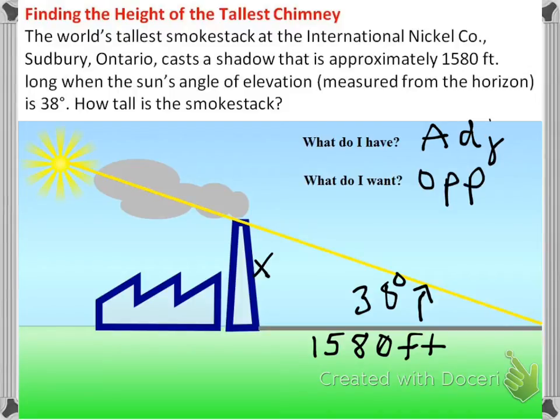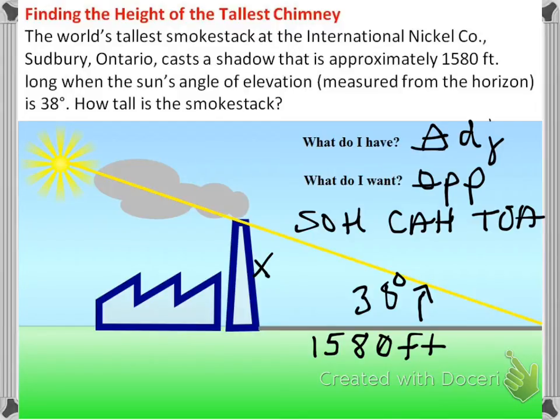So then I think of SOHCAHTOA, and I look at what I have and what I want, and I say, okay, which one of the SOHCAHTOA could I use to solve this problem? Which one can I use based on what I have and want, the adjacent and the opposite? Well, it should be clear that we're going to use tangent, because tangent has the opposite and the adjacent.